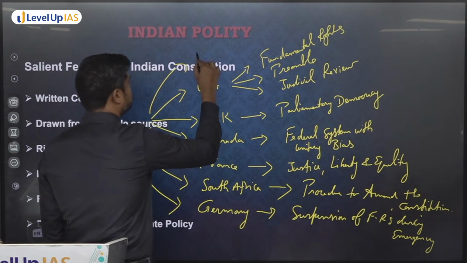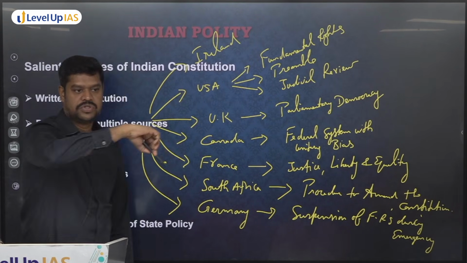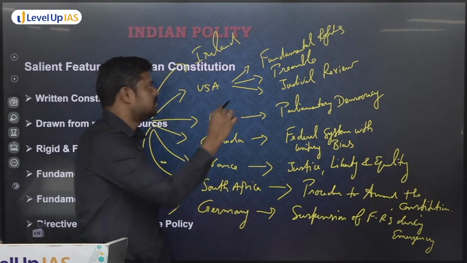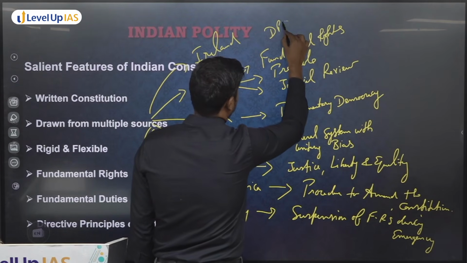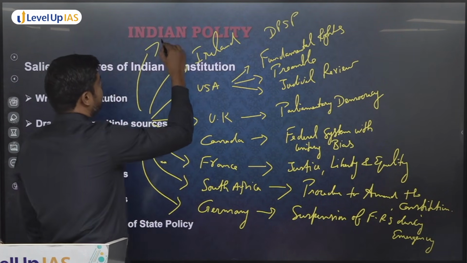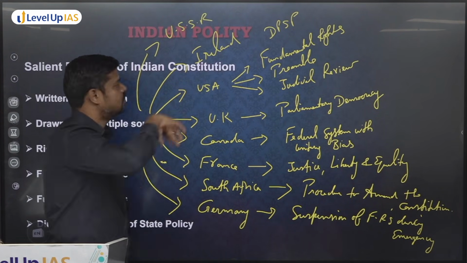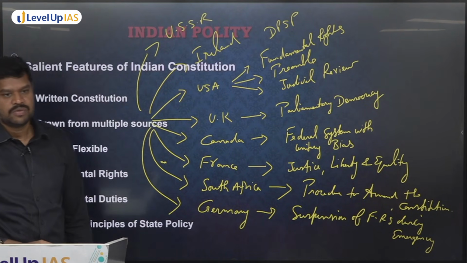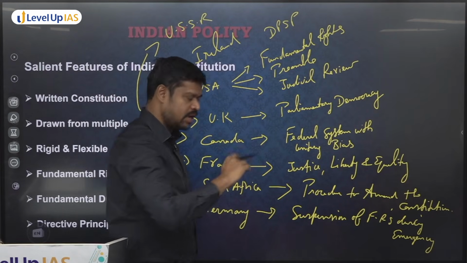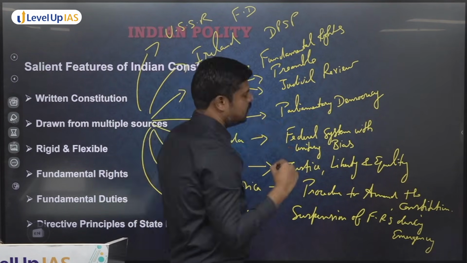Then you have the Constitution of Ireland. From the Constitution of Ireland, any important provision? Very good. Directive principles of state policy, that is there in the Constitution of India. And then let me take the Constitution of USSR, which is no longer there, but erstwhile USSR. Have we borrowed anything? Fundamental duties. Very good. The fundamental duties from the Constitution of erstwhile USSR.